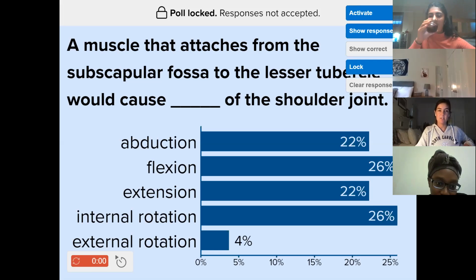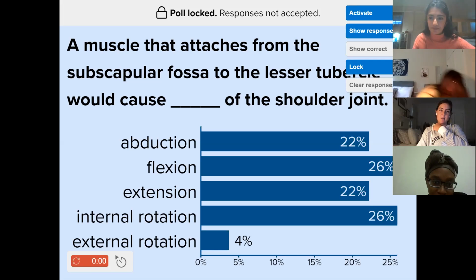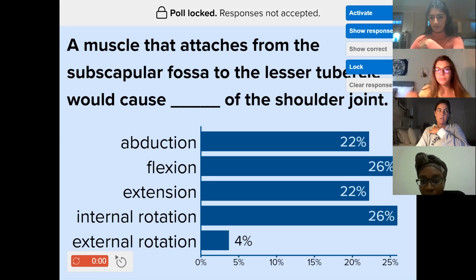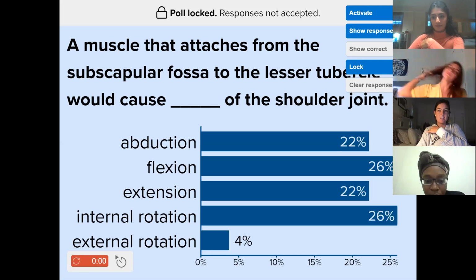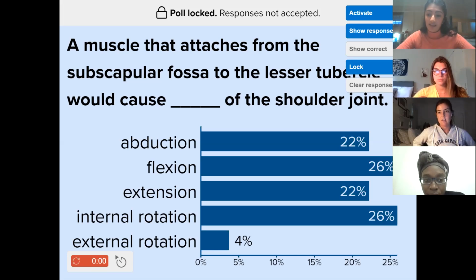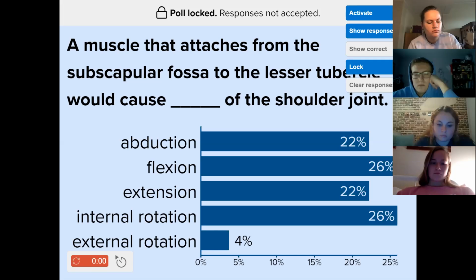Okay, so I was thinking posteriorly your subscapular fossa is up here and the lesser tubercle is on the medial side of the humerus. And so if it were to contract, it would pull your shoulder in. So I said internal rotation. That was a pretty good justification. I like it, Nicole. Does anyone have any other thought process?